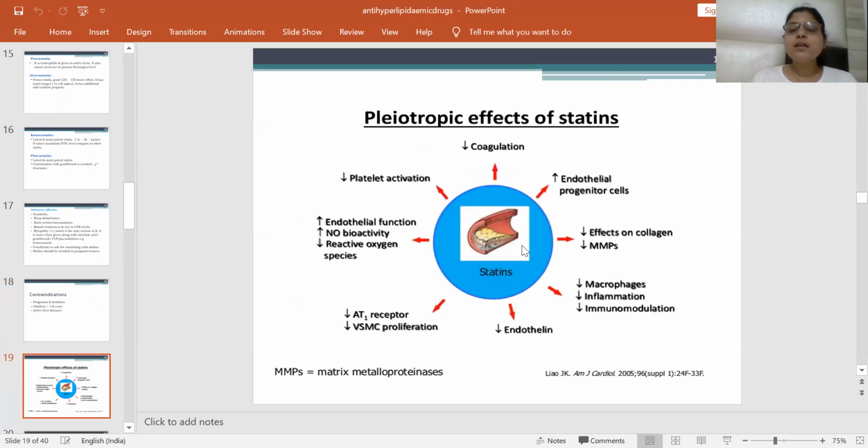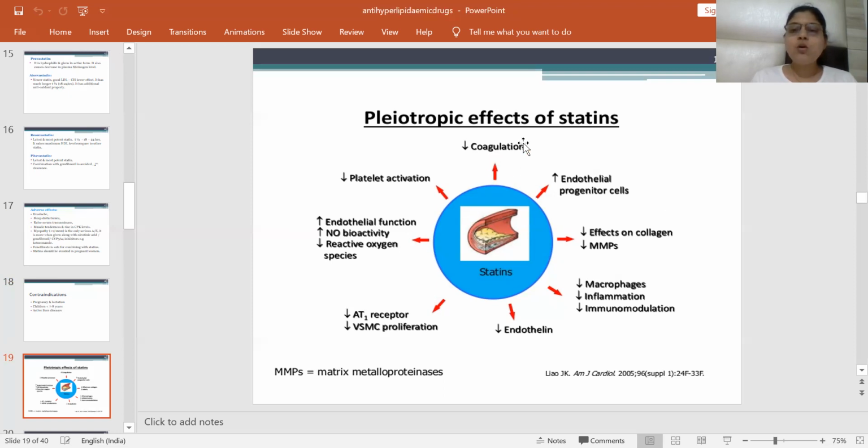Now, pleiotropic effects can be known by the name itself. PLEIOTROPIC: P is for plaque stabilization, E is for decreasing endothelial dysfunction, I is for decreasing inflammation, and O is for having antioxidant property, and tropic is for anti-thrombotic action. This is the summary of the pleiotropic effects of statins.